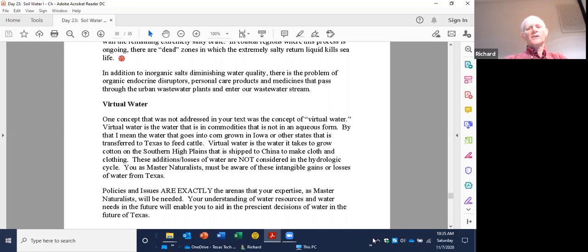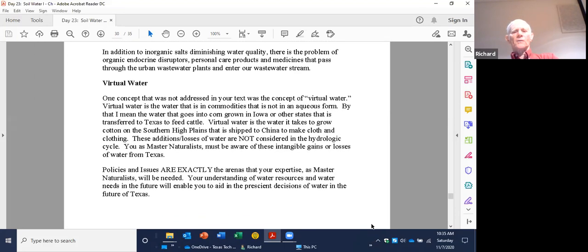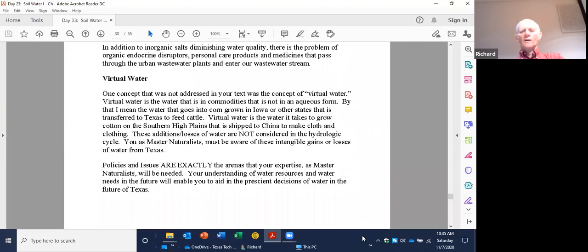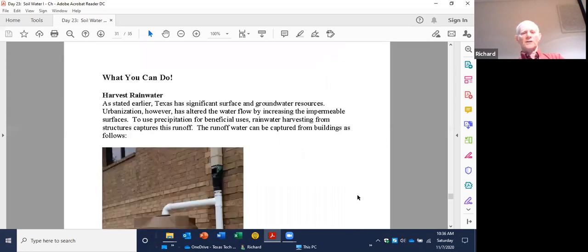And you as master naturalists must be aware of these intangible gains or losses of water from Texas. These are the policies exactly that are in your arena of expertise. As master naturalists, you're going to be needed to think about and provide intelligent discussion in these matters. Your understanding of water resources and water resource needs in the future will enable you to aid in pressing discussions of water in the future of Texas.